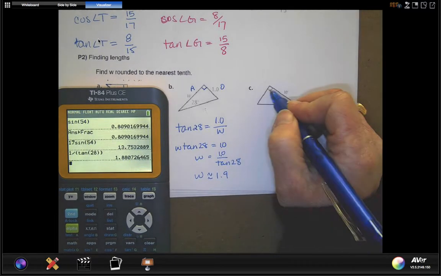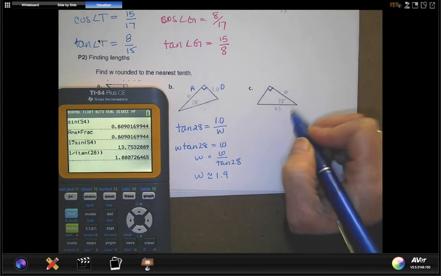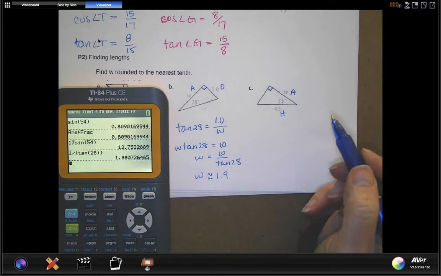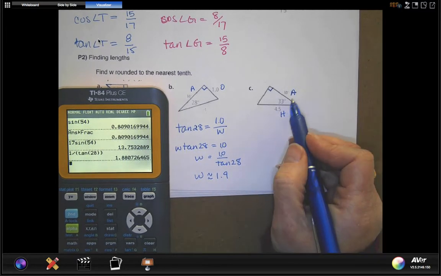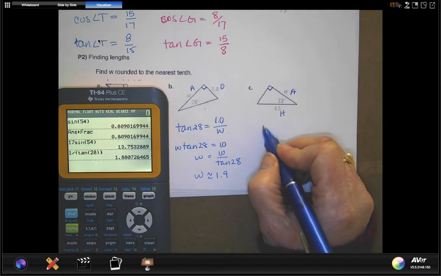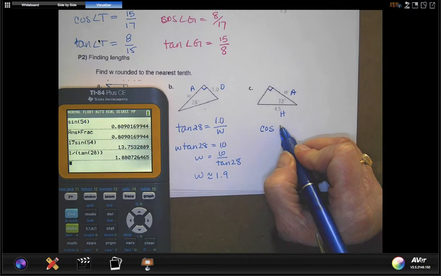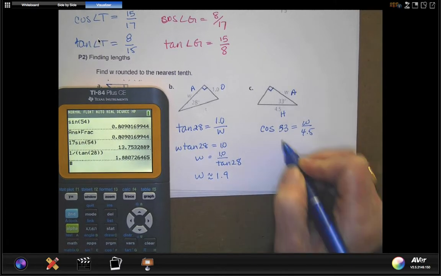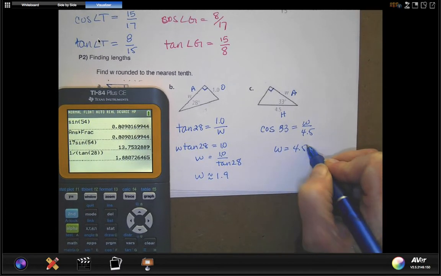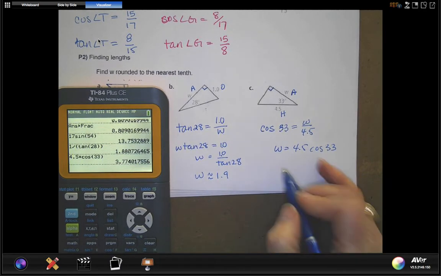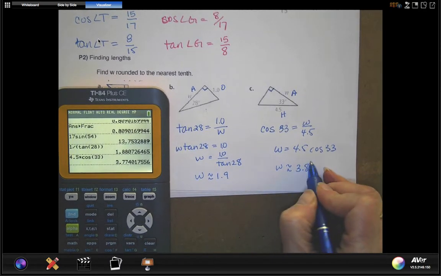Over here, there's my right angle. This is the hypotenuse. I have the 33-degree angle, so this is the adjacent. Could you find the third angle? Sure, but I'm just going to show you how to use the cosine. So if I have adjacent and hypotenuse, that's my cosine function. So the cosine of 33 degrees is equal to the adjacent over the hypotenuse. So this is another one where I just have 4.5 times the cosine of 33. So this one is, W is approximately 3.8, okay?